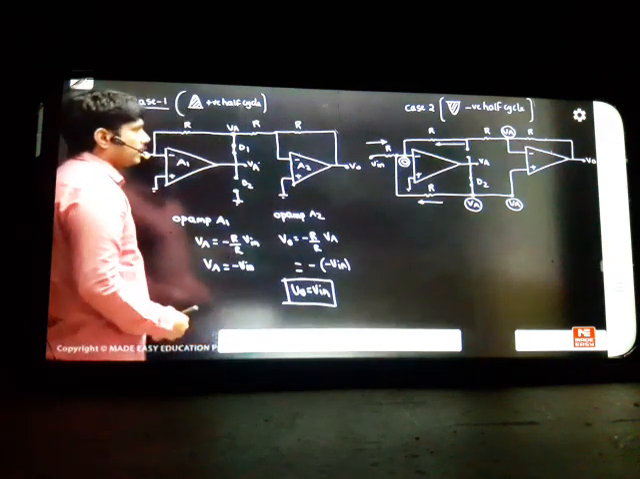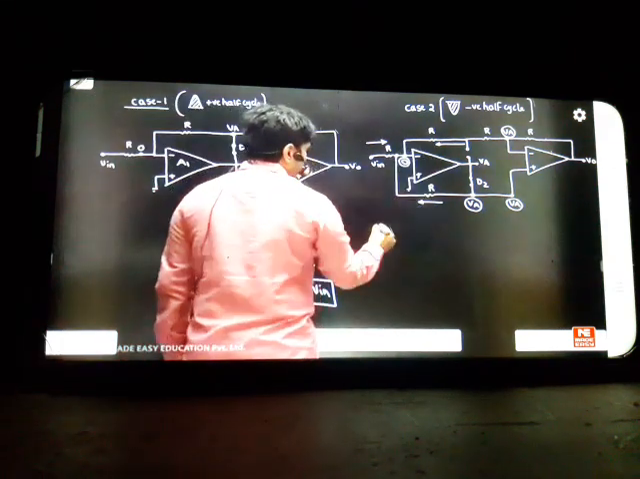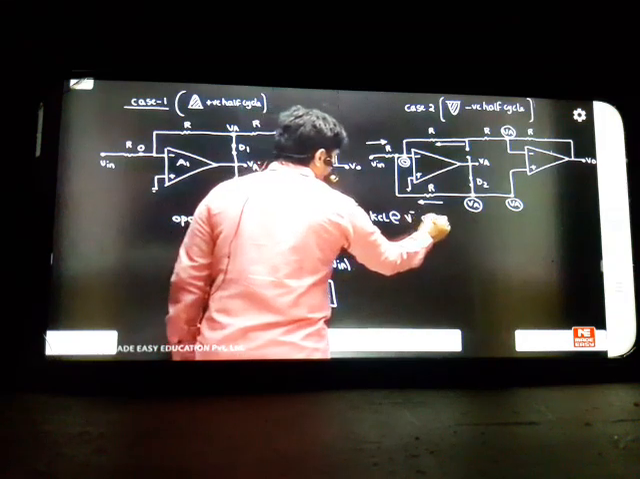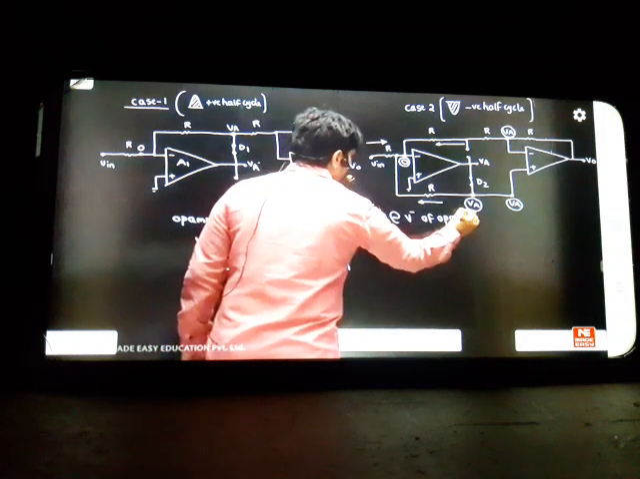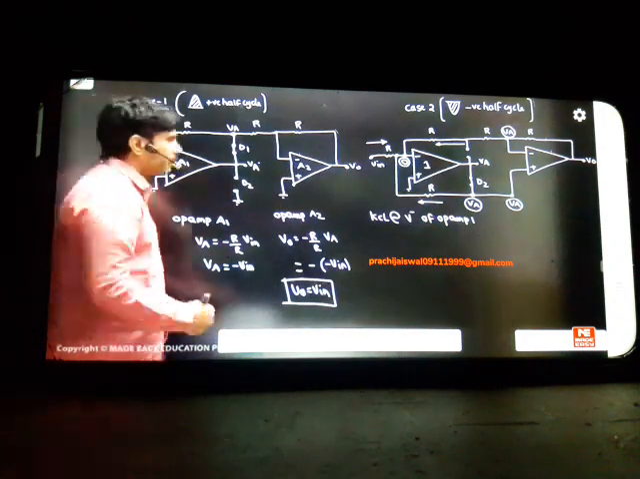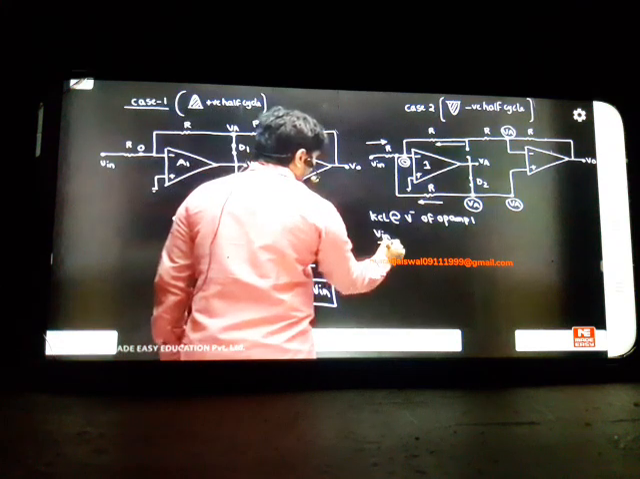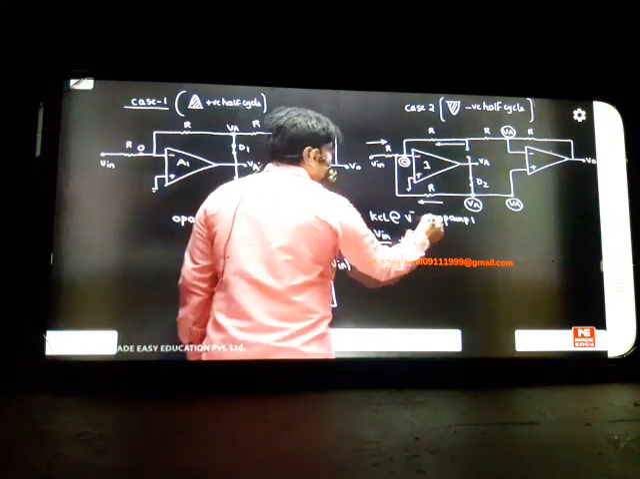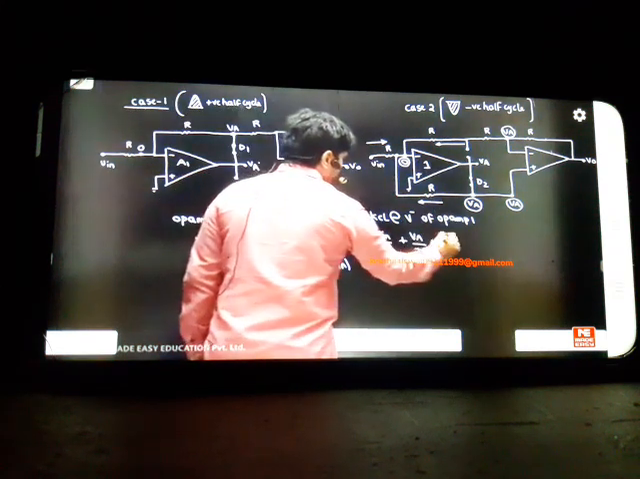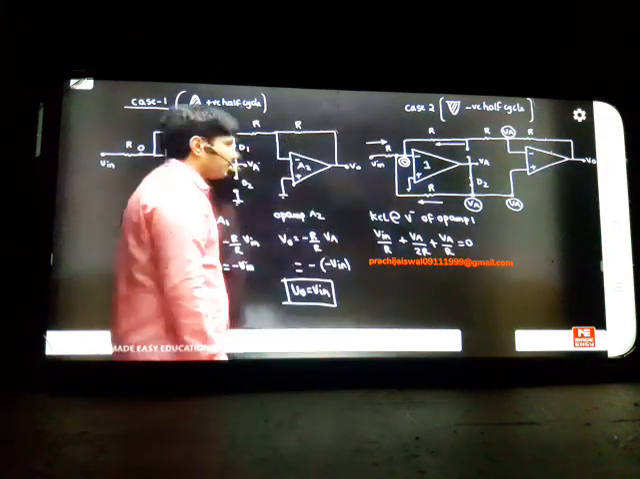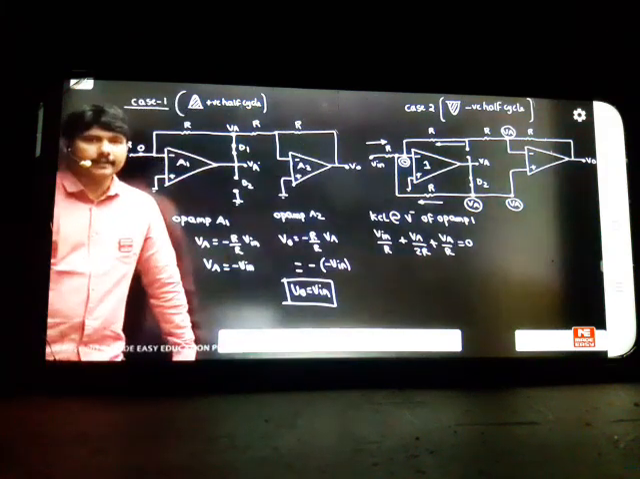You can apply KCL at V minus. This is one current, this is one current, this is one current. So KCL at V minus of op amp 1. The answer will be VIN by R, one current, plus (VA minus 0) divided by 2R, plus VA by R is equal to 0. So this is the KCL I applied, simple KCL. You can find out the relation between VA and VIN in the class.